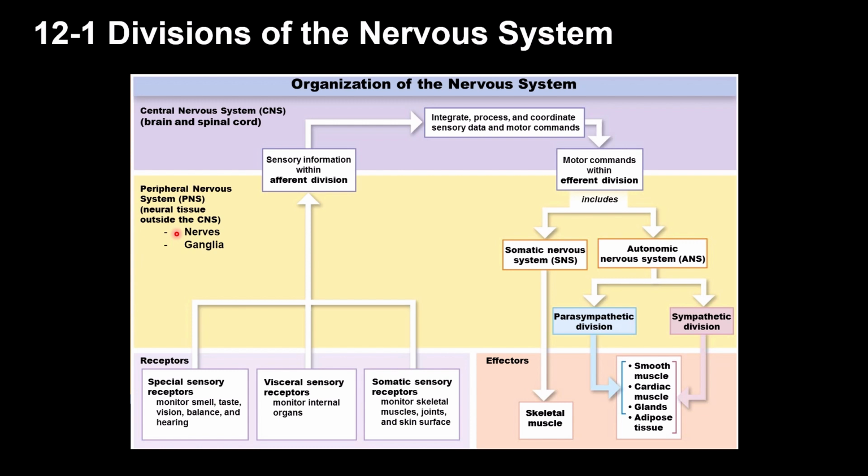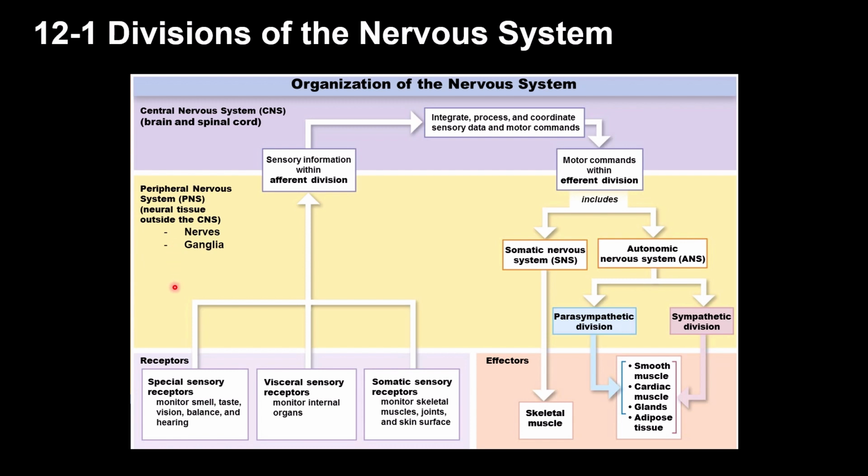There are two types of nerves. One is the spinal nerves, which are connected to the spinal cord, and the second is called cranial nerves, and those are the ones connected to the brain. The second component is called ganglia, and ganglia are a collection of neurons that are located outside of the central nervous system. Neuron here, I'm talking about the cell body of the neuron, not just the axons, or the branches of the nerves.